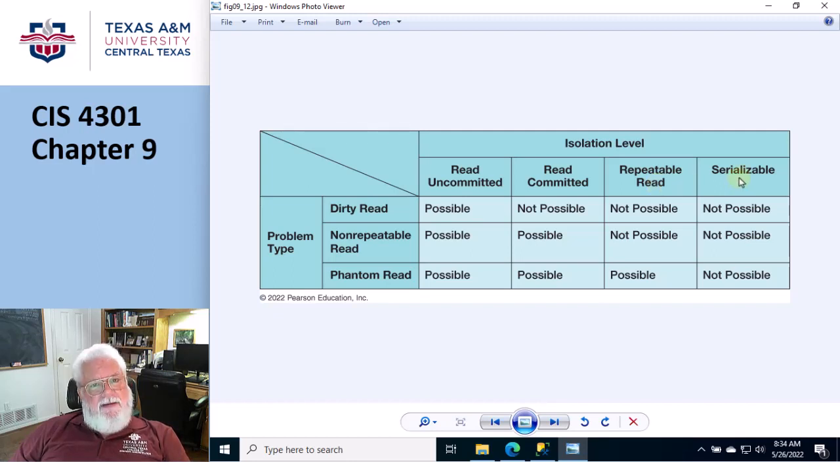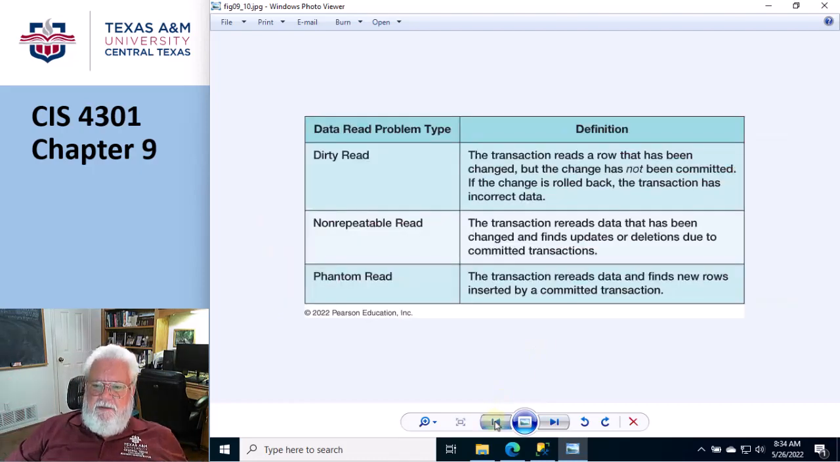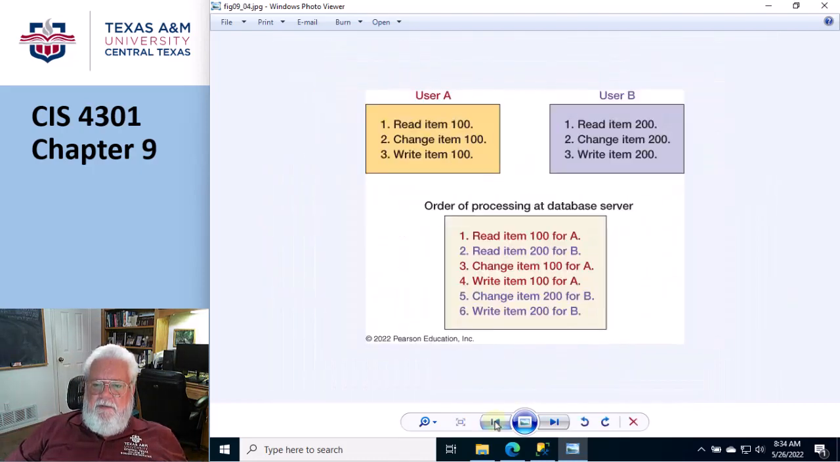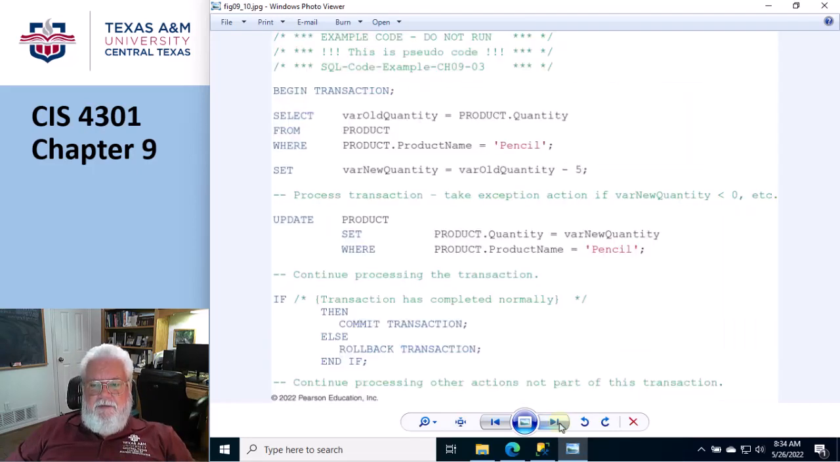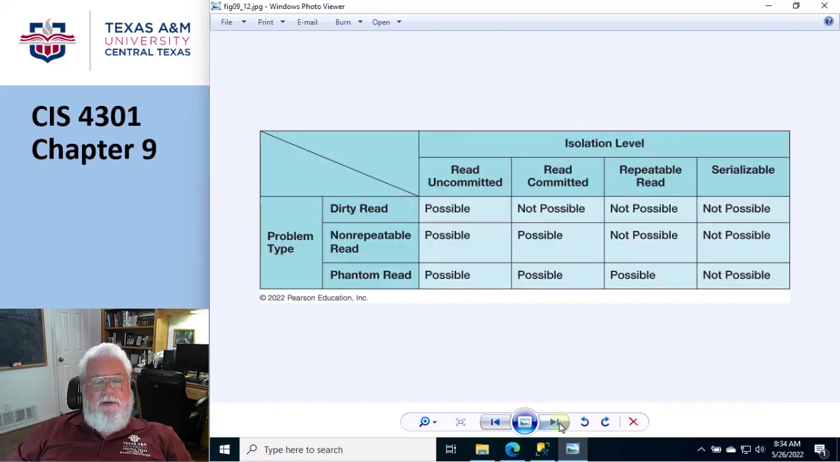And then serializable basically takes this example here. Hang on a second. Let me get back to this guy. This example and says, not happening. I'm going to do all of user A's stuff and then followed by all of user B's stuff. Okay? That's pretty rare. Serialization basically tells the machine, I don't want you doing two things at once. I want you to do one thing at a time.